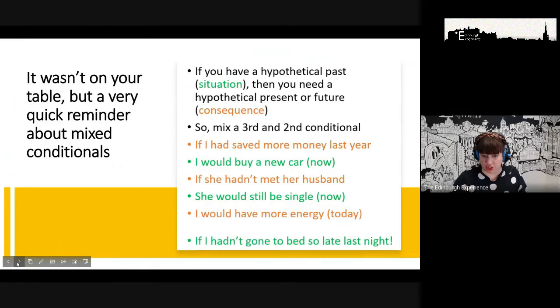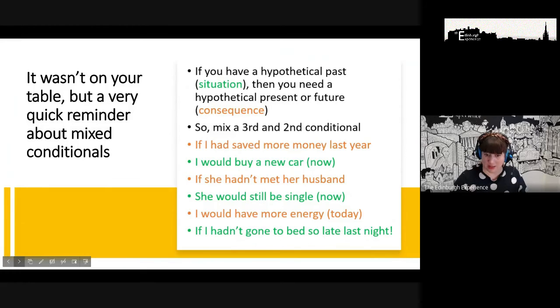I'd have more energy if I hadn't gone to bed so late last night. Okay, so the same again. This is the hypothetical consequence. This is the hypothetical situation.